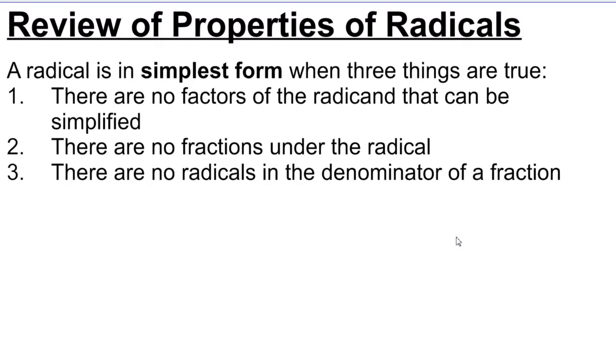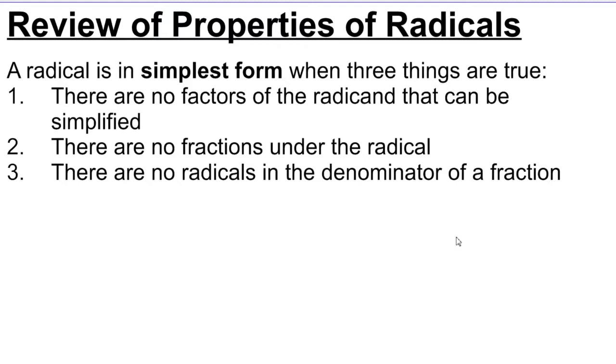Okay? There are no factors of the radicand that can be simplified, right? So when we did square roots, we actually said there are no perfect squares under the radical. And that's what the first one used to say. And so we're changing that idea up a little bit. We're actually saying when I split the radicand into factors, then none of those factors can be simplified using the radical with the index provided, right? So we have to be a little bit more general now.